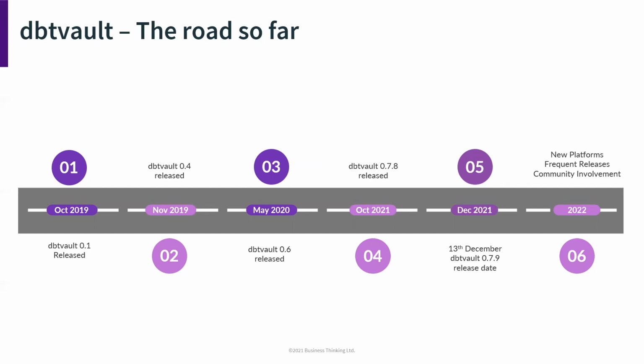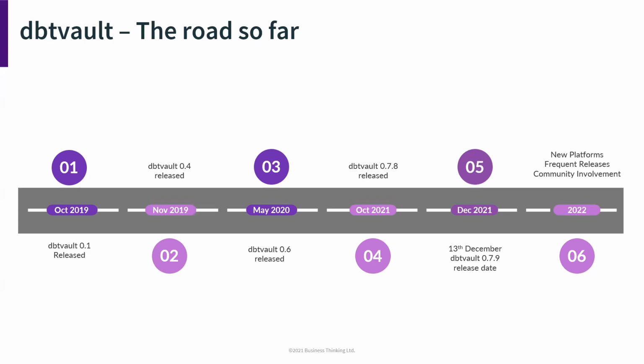May 2020, dbtvault 0.6. I believe at this point is when we started releasing more table types. We had things like Effectivity Satellites. We really improved how our staging macros work, and generally just improved the quality of life, making it easier to use, adding more guidance in the documentation for how to do particular things, and just generally making everyone's lives easier when they're using dbtvault.